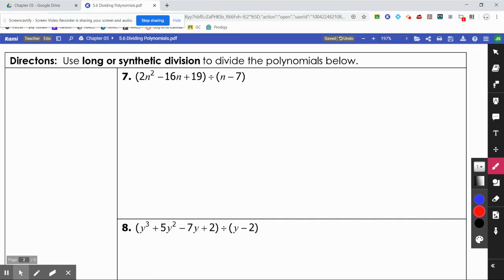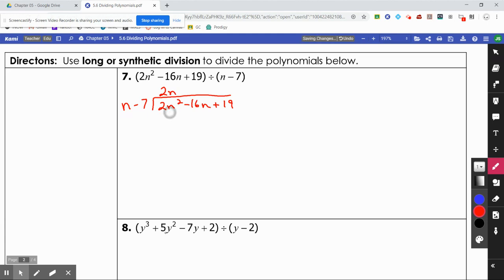I want to do a mixture of both. The first one, I'm actually going to do both methods again. You're dividing by n minus 7. You're dividing into 2n squared minus 16n plus 19. It's very important that we know both of these methods. n will go into 2n squared 2n times.